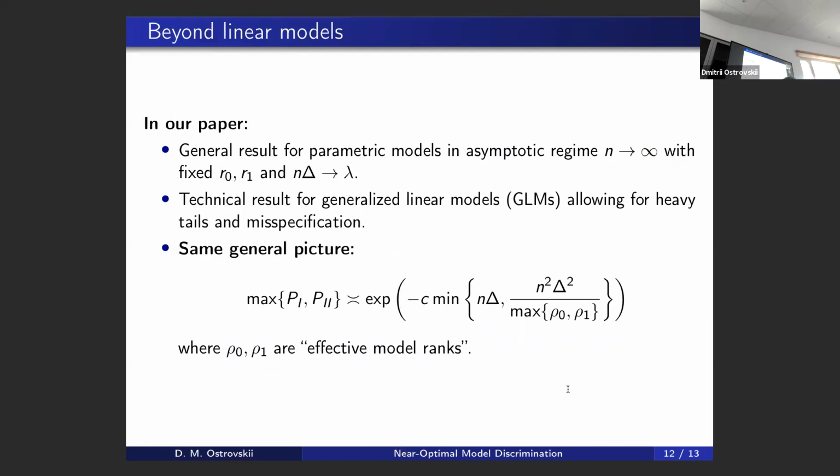Yeah, so now, Nikita, answering your question, beyond the linear models. So let me just briefly announce what's going on, and then we'll go into some details. Essentially, we consider the asymptotic regime where the sample size n goes to infinity, whereas the two ranks are fixed, and delta goes to 0, so that n delta scales to a constant.